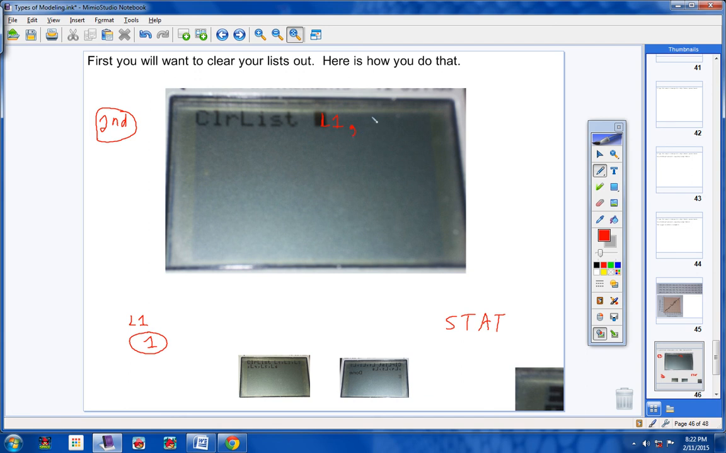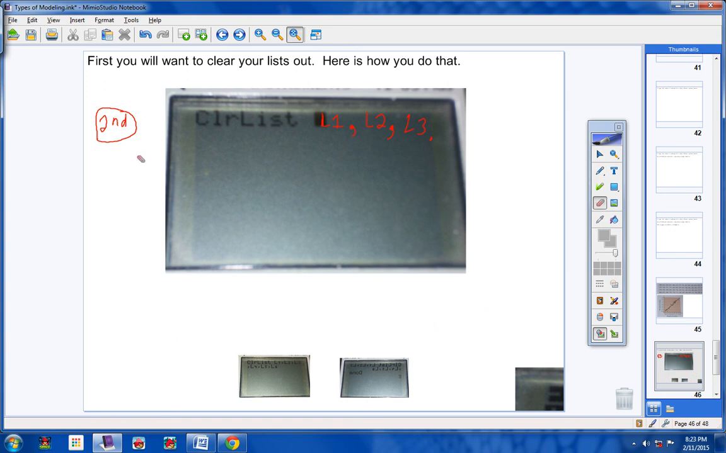Then continue. Look above the button number 2. Above button number 2 is list number 2. So hit second, number 2, and this will pop up. Then hit comma, then hit second, button 3, and L3 will pop up. Does that make sense? Comma. Then you're going to do that for 6 lists. 1, 2, 3, 4, 5, and 6.